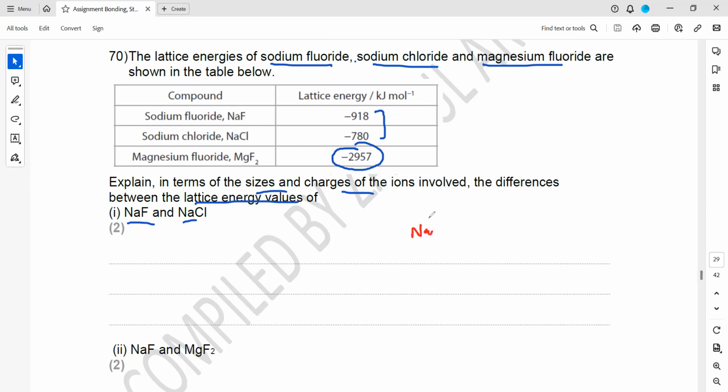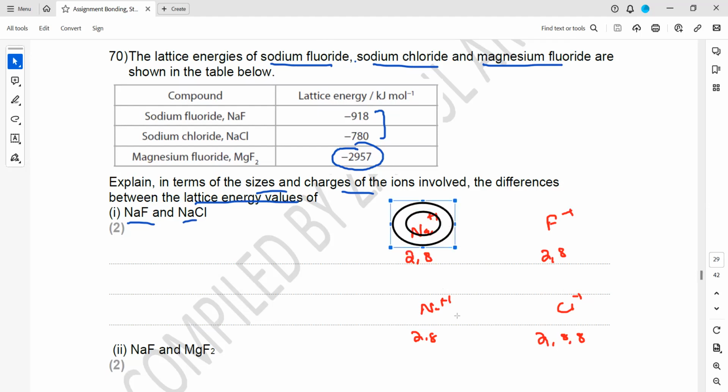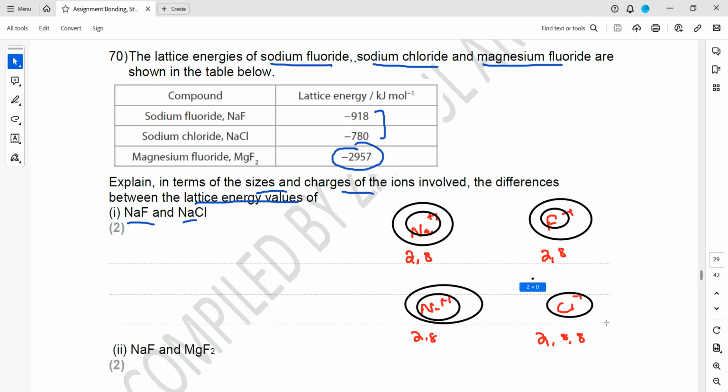like the sodium ion, the configuration will be 2,8. And the fluoride ion, the configuration will be 2,8. When we talk about sodium chloride, sodium will be 2,8, but the chloride ion will be 2,8,8. So this will have more shells. This is having only 2 shells. This will also have 2 shells. This will have 2 shells, but the chlorine will have 3 shells.